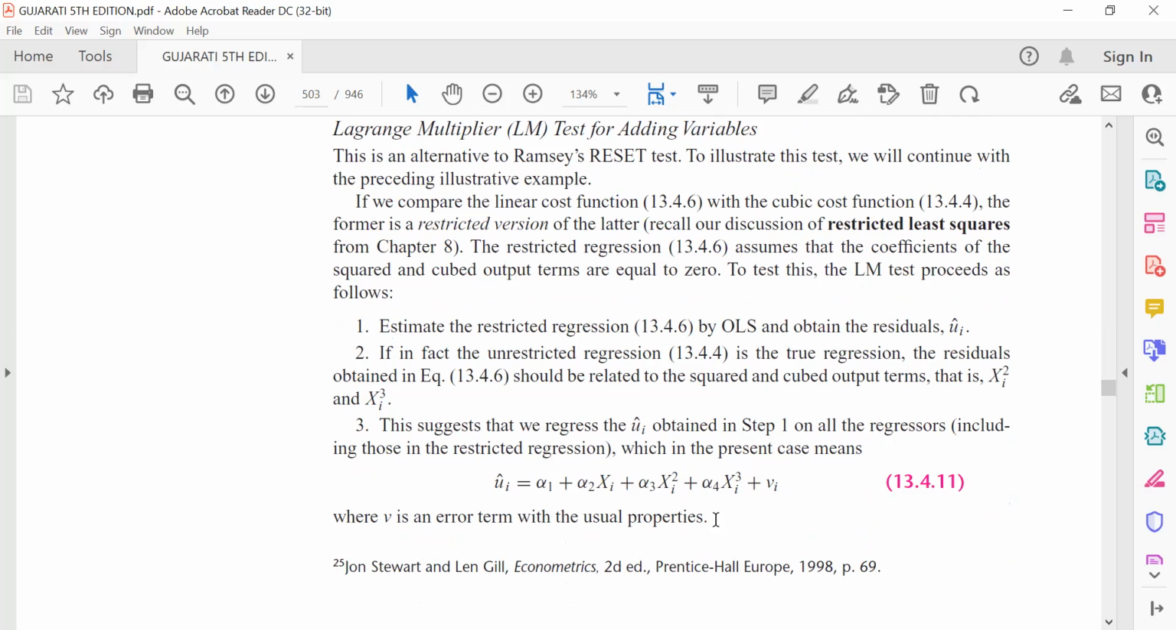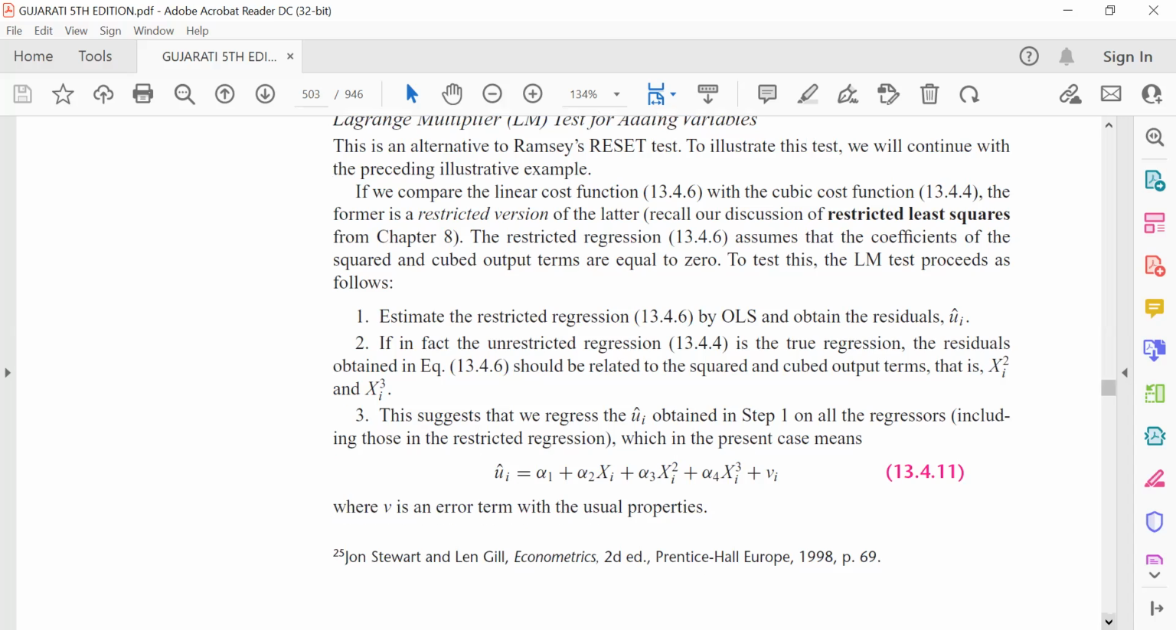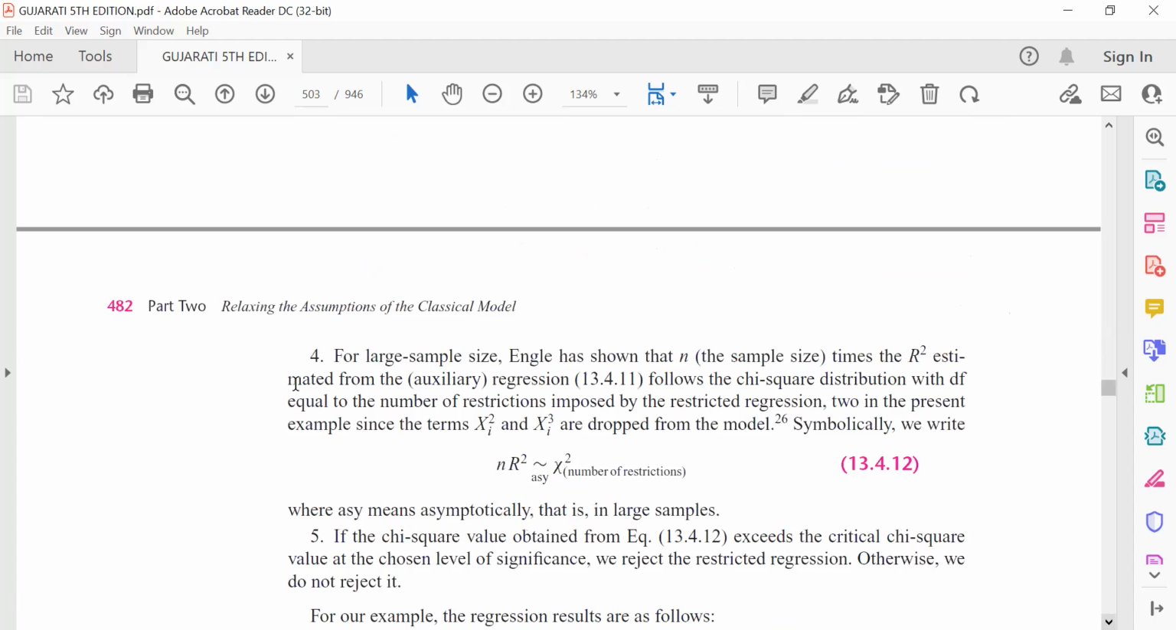Here we run again this residual on all of the variables from the unrestricted model, with X and the others. Now take the R square, multiply it by N, and compare with the chi-square. If the chi-square from equation 13.4.12 is greater than the critical value, we reject the null hypothesis.